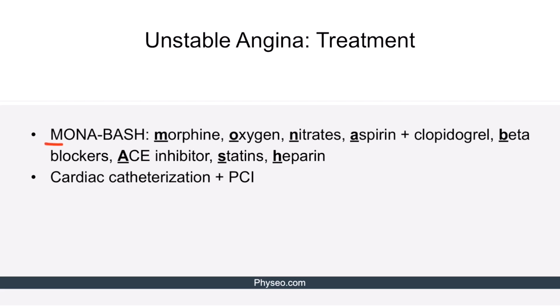Patients with unstable angina are hospitalized with continuous cardiac monitoring, IV access, and given supplemental oxygen if hypoxic. MONA-BASH is a common mnemonic used to remember the treatments indicated in acute coronary syndromes. This mnemonic stands for morphine, oxygen, nitrates, aspirin and clopidogrel, beta blockers, ACE inhibitors, statins, and heparin.